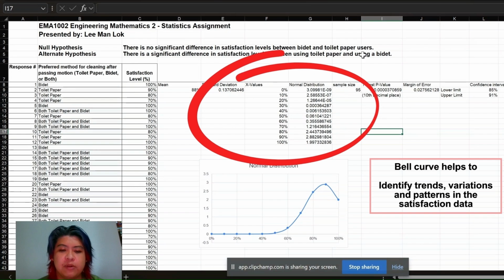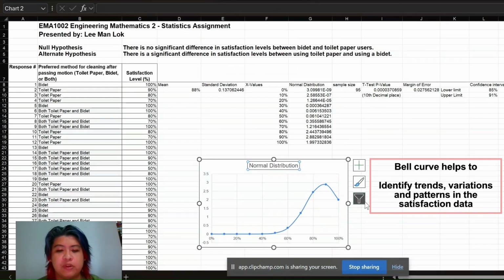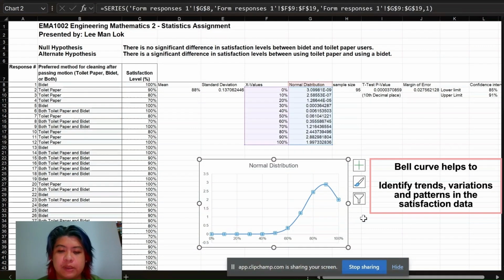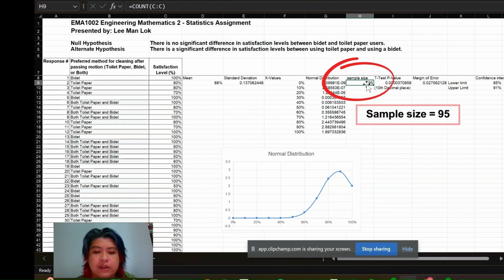Using the x values and my normal distribution, I was able to create a bell curve graph. Creating a bell curve graph with my x values and normal distribution values helps me to see how satisfaction levels are spread out. It shows me how often different levels of satisfaction happen, making it easier to understand and analyze the data. Next, I labeled my sample size, which is 95, as I got 95 responses in total.